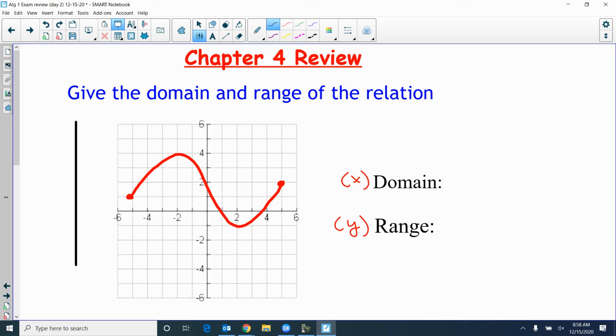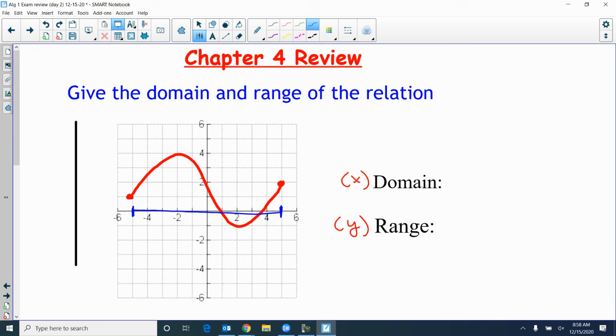Colin. Starts at -5, 1 and goes to 5, 2. Yeah, it starts at -5. Now for the domain, I'm only concerned with the X's, and it hits everything in between there because that's a solid curve. So it goes from -5 to 5.